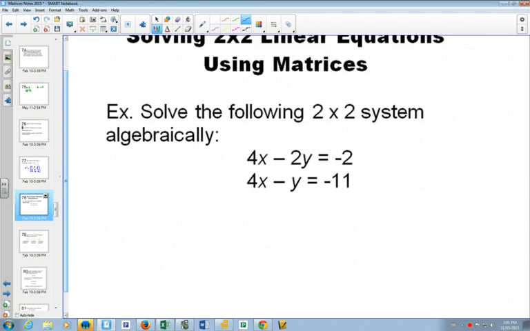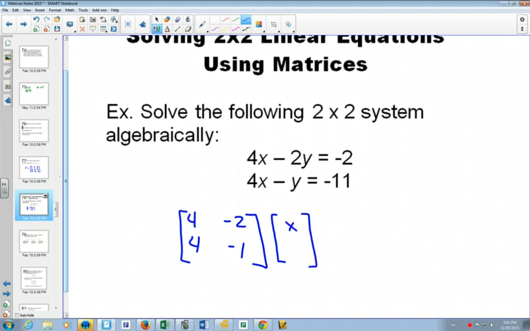First of all, our coefficients. I can make our coefficients 4, -2, 4, and 1, -1. I could make that into a matrix. There's x's and y's. I could make my x's and y's into a column matrix. Notice if you would multiply these.